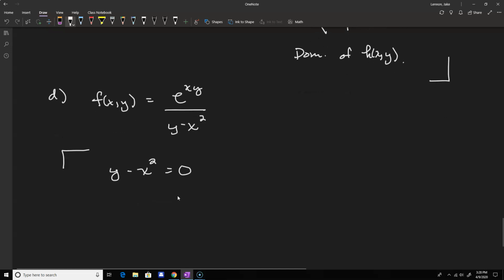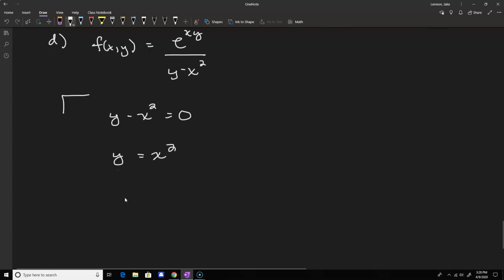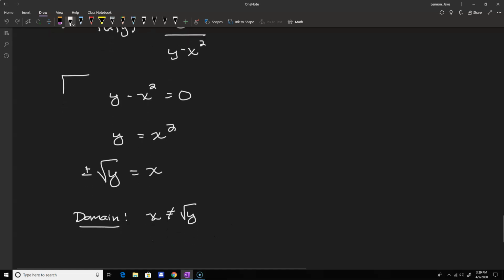So let's try and find out where it equals 0, and then those are the things we cannot allow. So this would happen if y is equal to x squared, which means, remember, that has two solution sets, plus or minus the square root of y equals x. So basically, our domain for this problem is going to be all ordered pairs, but x cannot equal the square root of y, or x cannot equal the negative square root of y.